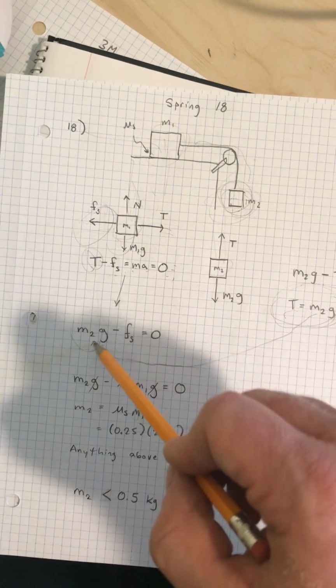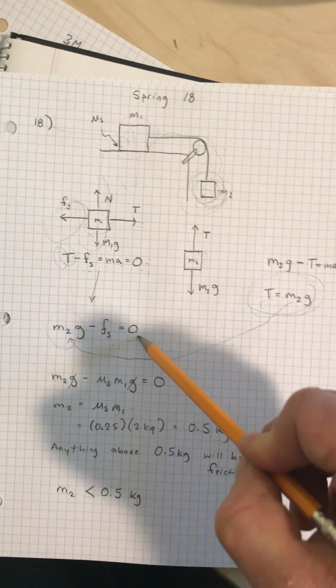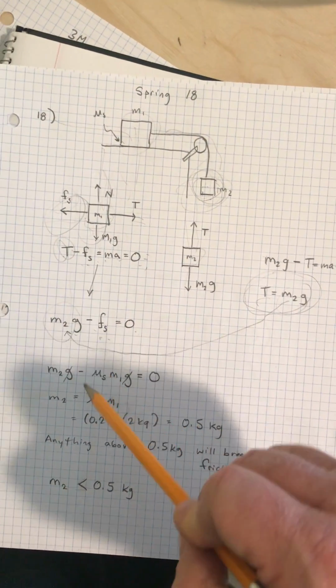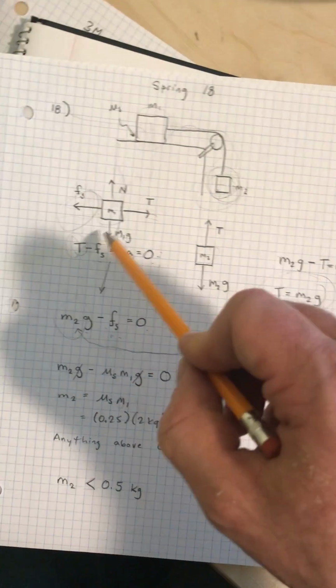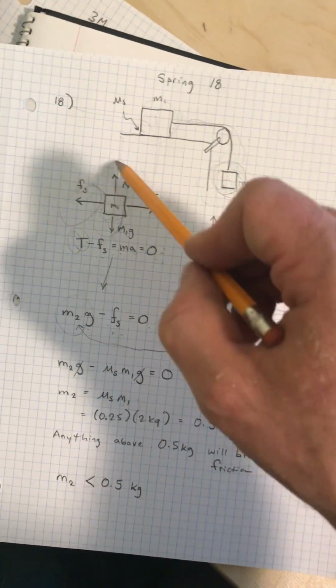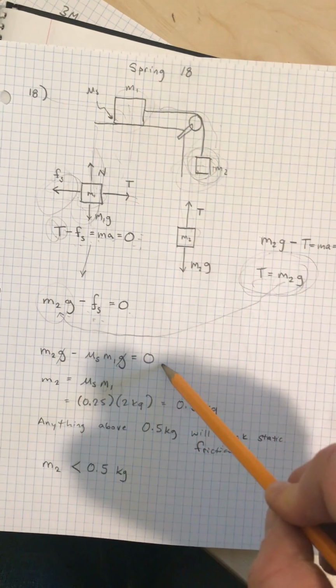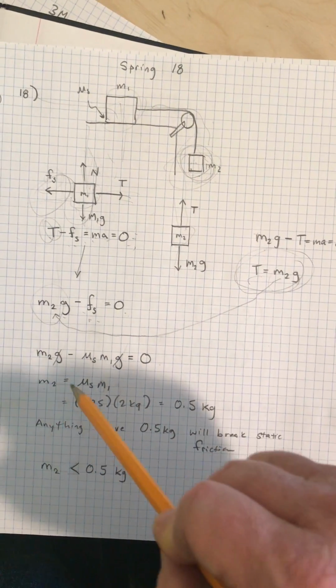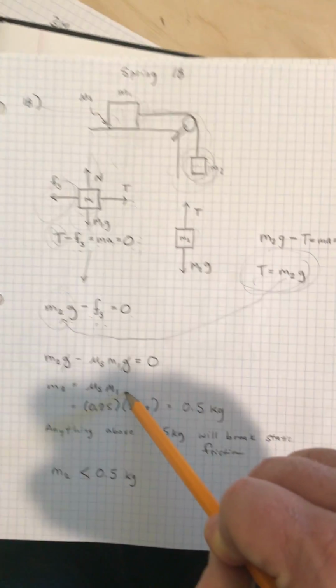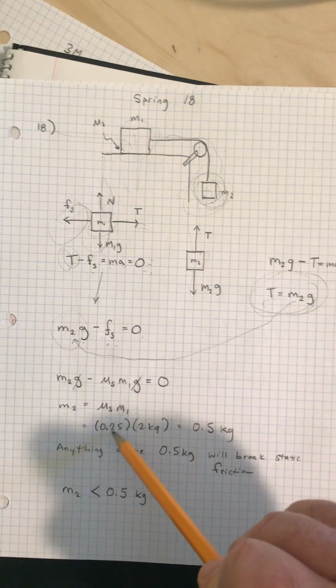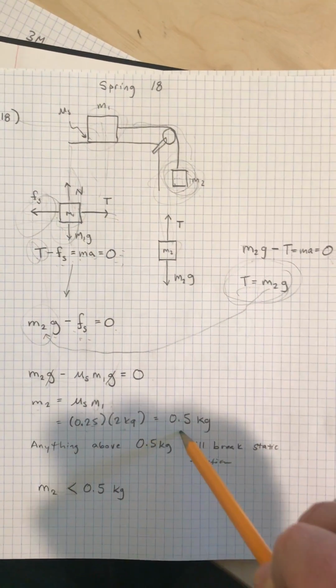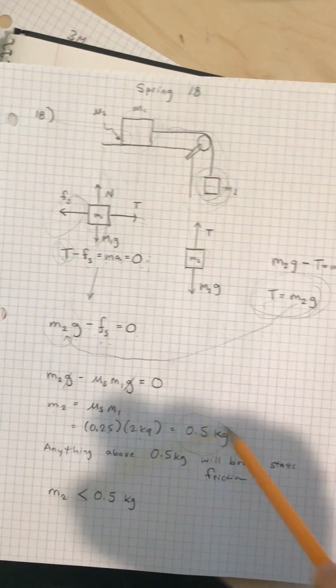So we get M2G for the tension minus F sub s equals 0. And we know that F sub s is mu s times M1G, which is the normal force. And so this is our equation. The g's cancel, which is nice. And we end up getting that M2 equals mu s M1. And so when we plug that in, mu s times M1 is 2 kilograms, which equals 0.5 kilograms.